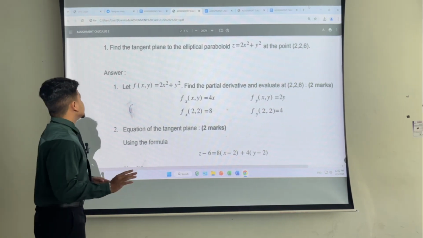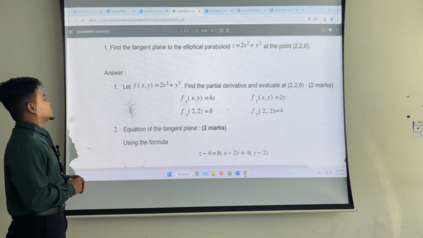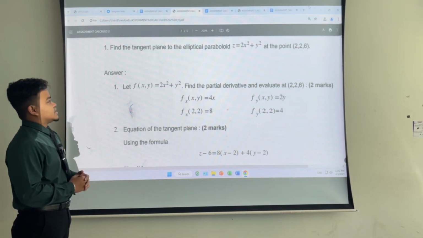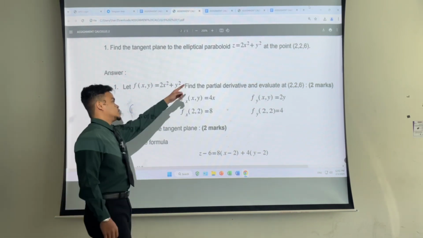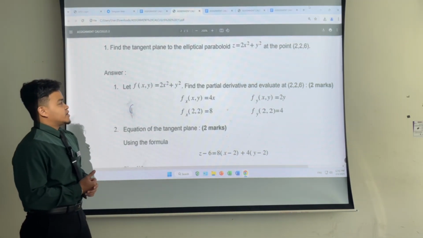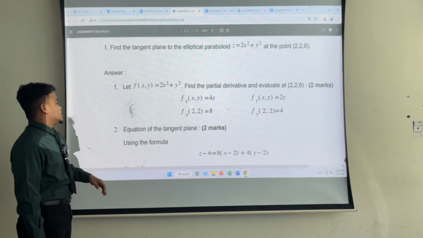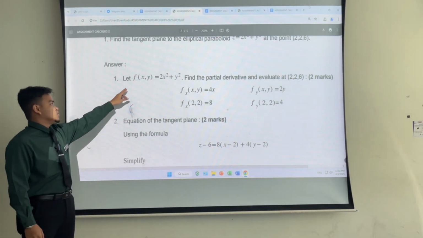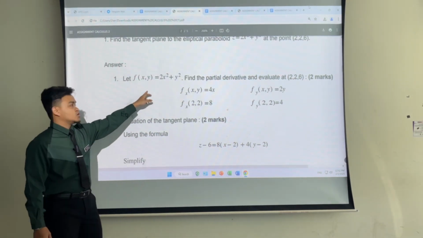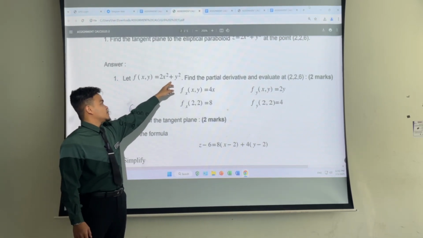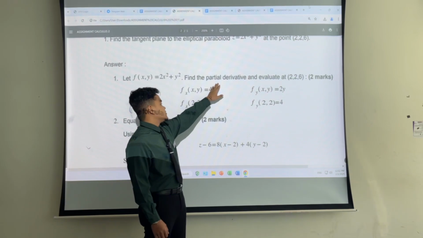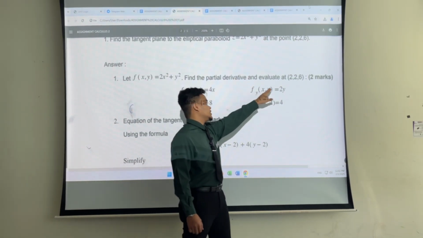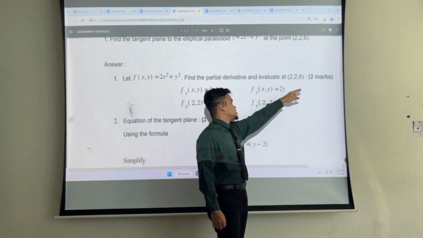For the first question: find the tangent plane to the elliptic paraboloid z equals 2x squared plus y squared at the point 2, 2, 6. For the first step, we let f of x, y equal 2x squared plus y squared, and we need to find the partial derivatives and evaluate at the point 2, 2, 6.